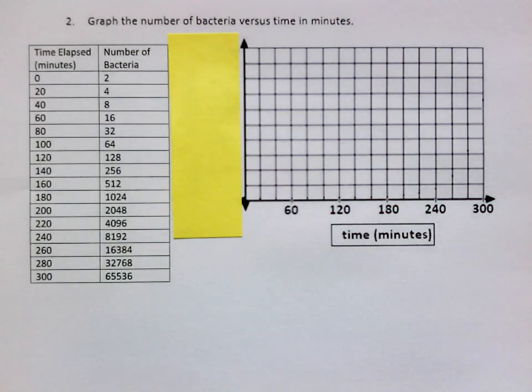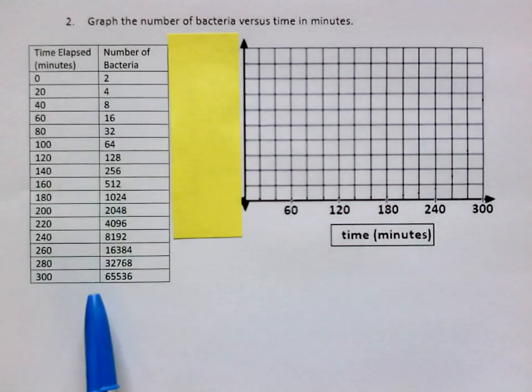The graph that they've been provided has the horizontal axis given along with a scale, and the students need to find an appropriate vertical scale to plot the data. One way that they could do this is to complete a table so that they can see how many bacteria to expect from 0 minutes to 300 minutes.